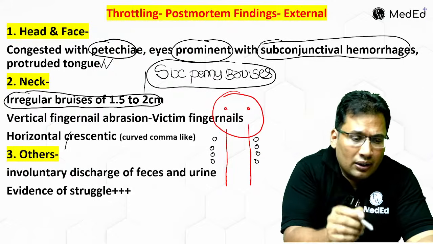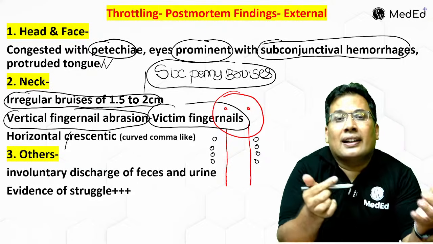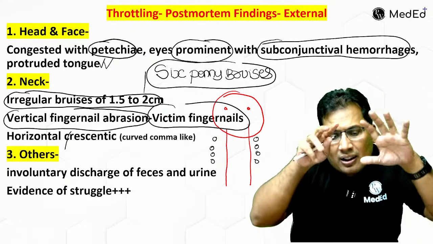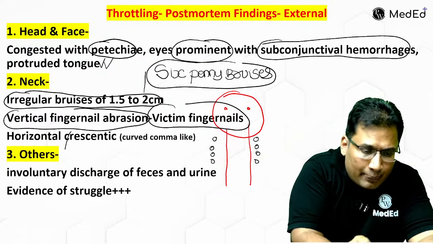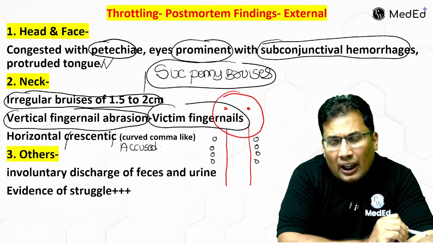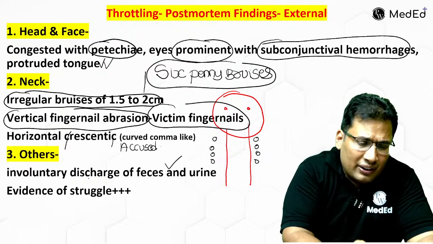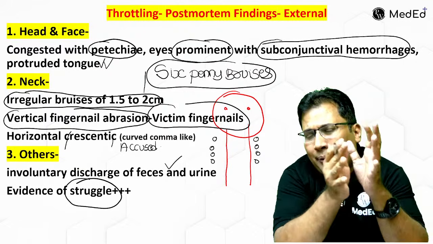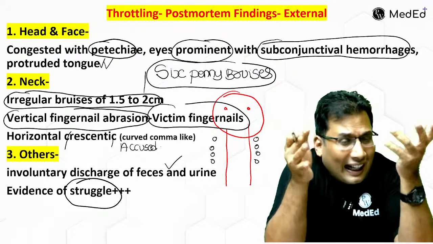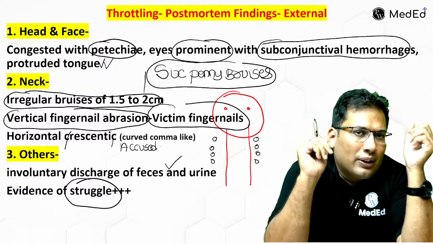And in case of throttling, there can be vertical fingernail abrasions, which are basically the victim's fingernails. Horizontal fingernail marks, they are curved like a comma, they are basically of the accused. And in case of manual strangulation, throttling, there will be involuntary discharge of feces and urine, there will be evidence of struggle. So there will be lots of struggle. There can be abrasions, there can be bruises, sometimes lacerations. So the crime scene is going to give you a lot of clues about the manual strangulation.